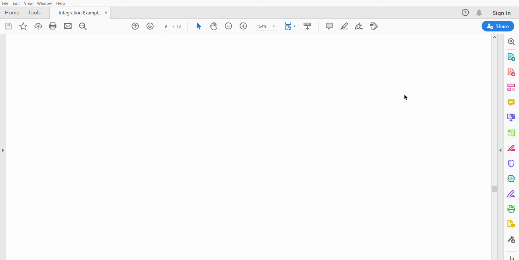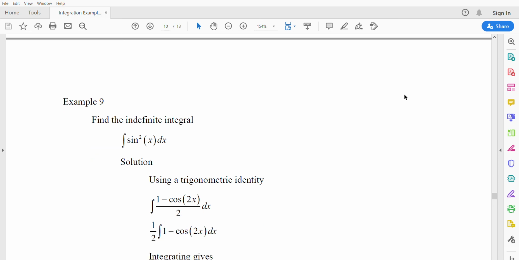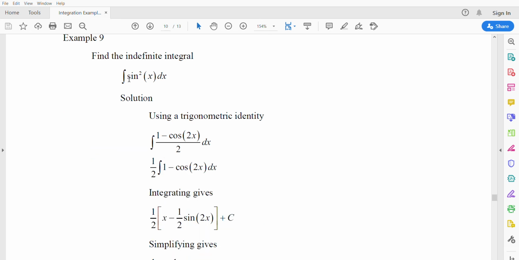Number 9, find the indefinite integral of sine squared of x dx. So sine squared of x, using a trigonometric identity, becomes 1 minus cosine of 2x over 2. So bring my over 2 out, that gives me 1/2 times the integral of 1 minus cosine of 2x dx.